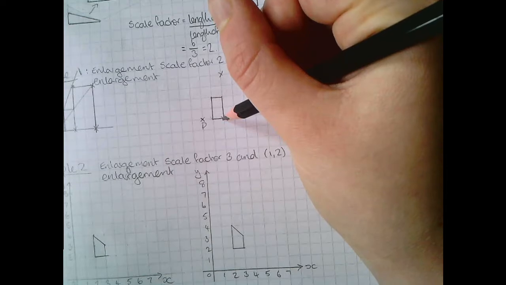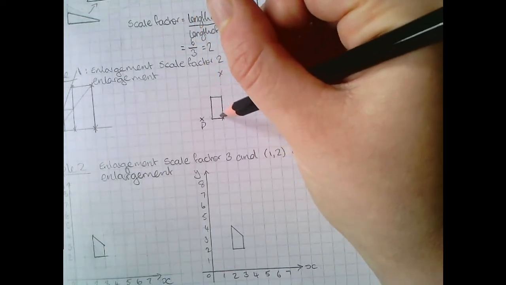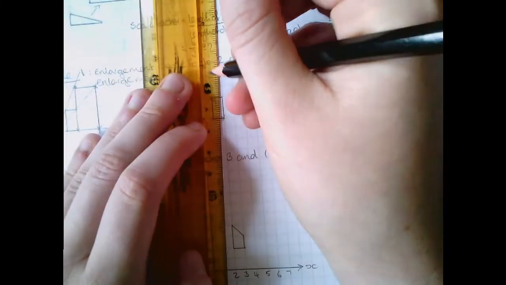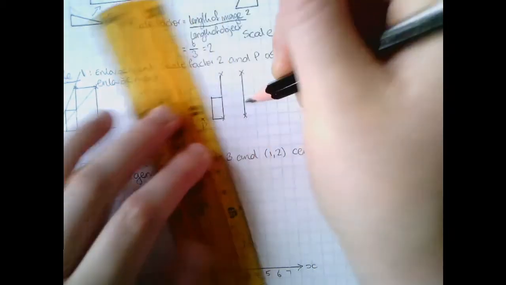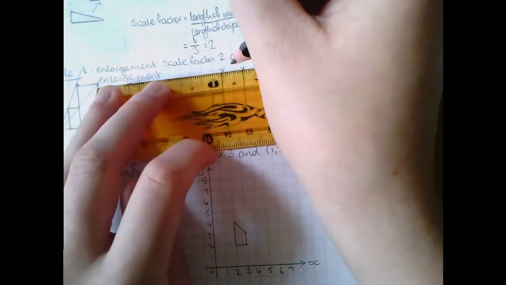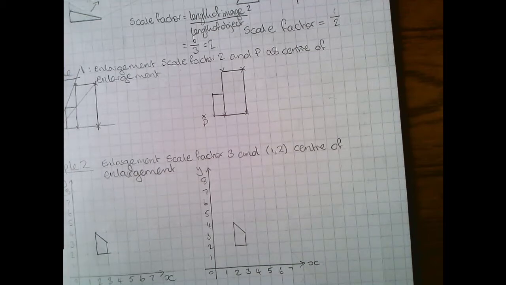For our object we go 2, and then for our image, we're going to go 4. So it's 2 times bigger. 1, 2, 3, 4. Okay. And like we saw before, this shape is exactly the same. Okay. So they are 2 alternative methods for doing enlargements, and I'll use both of those through this lesson.